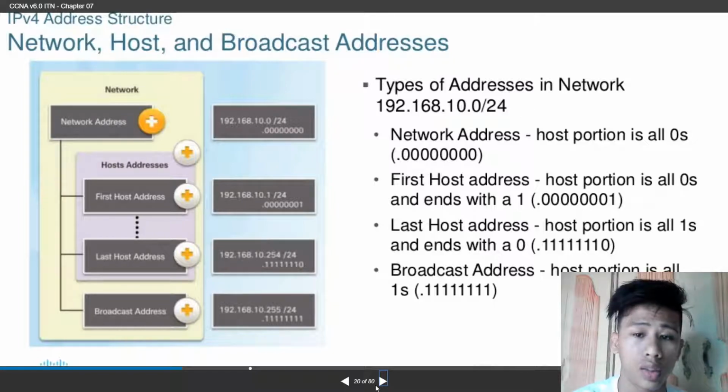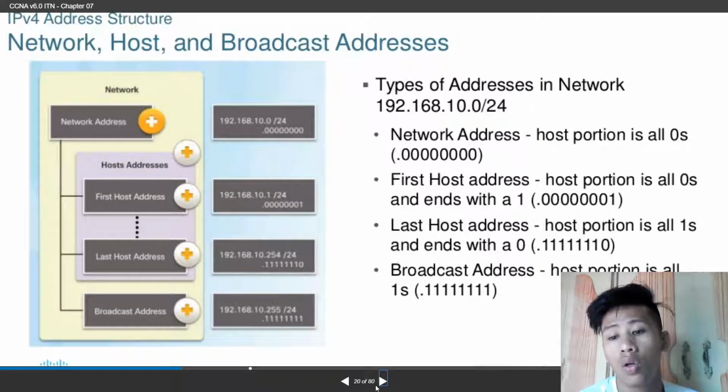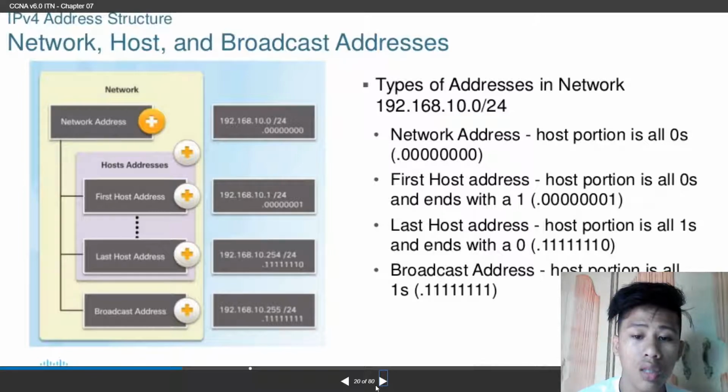For example, this is the network address. In the network address, the host portion is all 0s, the first host address ends with a 1, and the last host address ends with a 0 in the final bit. For the broadcast address, the host portion is all 1s.